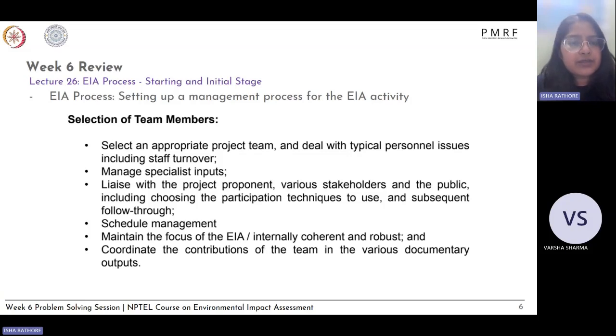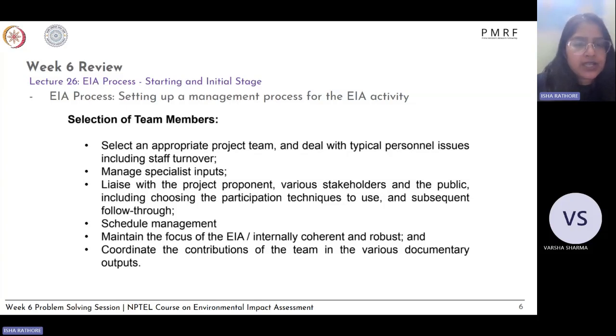The selection of the team is done in such a way that you have an appropriate project team which has expertise in dealing with different aspects, and that the team is compatible and does not have any personal issues. So you have an appropriate project team. Then you have specialist input. So you have experts and specialists who are going to give you inputs at different points. You're also going to have to manage these specialist inputs.